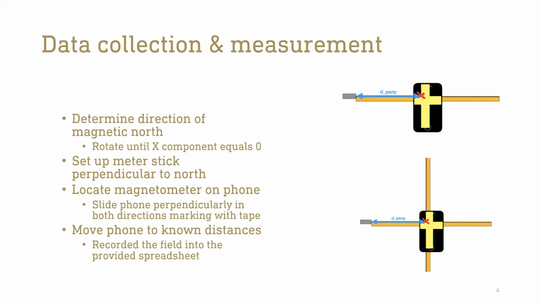The procedure for this lab first starts with determining the direction of the magnetic north, which can be done by rotating a phone's magnetometer until the x component reads 0. A meter stick was then set up perpendicularly from this direction. The meter stick was then used to locate the magnetometer sensor on the phone by sliding the phone up and down and marking the axes with pieces of tape. The phone was finally moved some known distance from the bar magnet, and the magnetometer readings were collected into the provided spreadsheet.